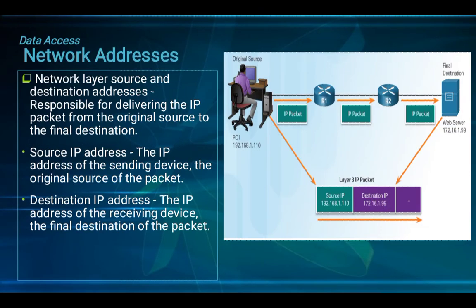Next is network addresses. Network layer source and destination addresses are responsible for delivering the IP packet from the original source to the final destination. The source IP address is the IP address of the sending device, the original source of the packet. The destination IP address is the IP address of the receiving device, the final destination of the packet.